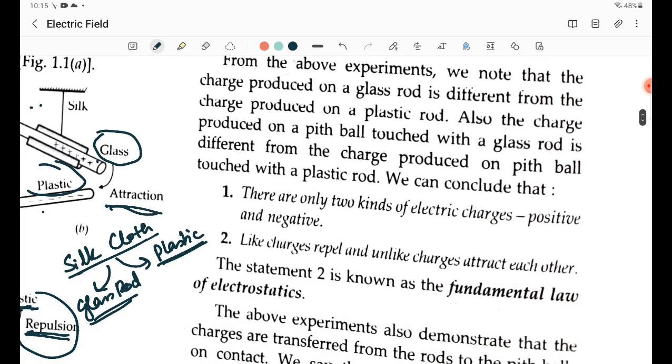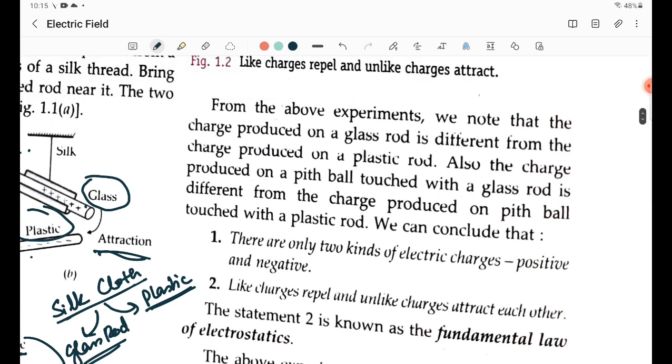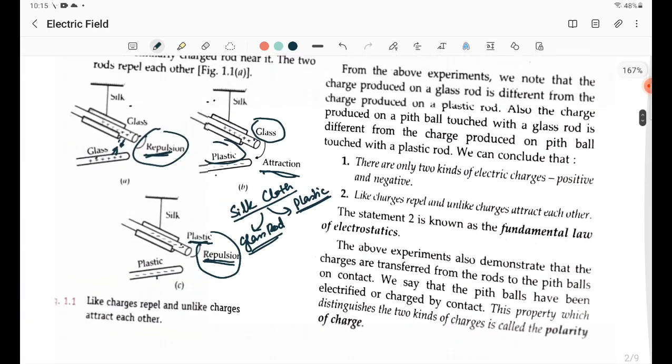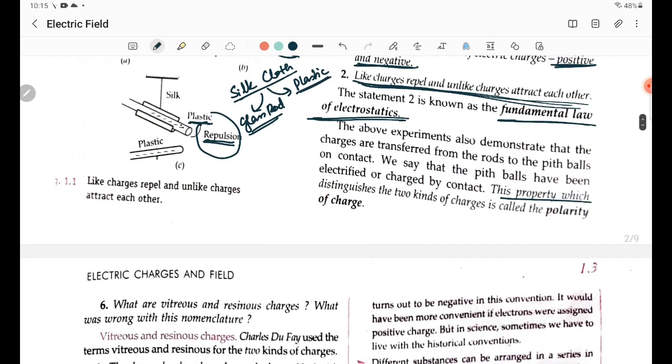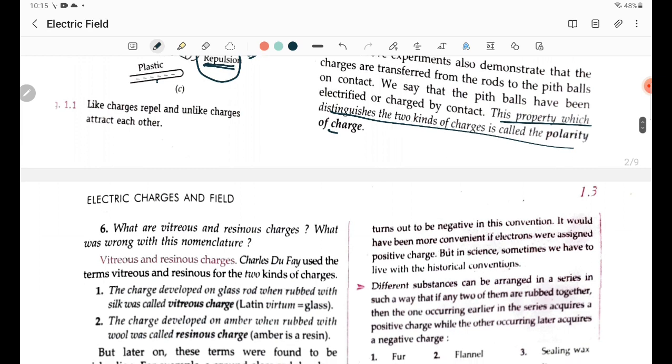And there are two kinds of electric charges. So what is the conclusion from this experiment? I have told you that there are two kinds of charges. One is a positive charge, one is a negative charge. And the second thing is, like charges repel and unlike charges attract. This is the fundamental law of electrostatics. The property which distinguishes two kinds of charges is called polarity of charge.